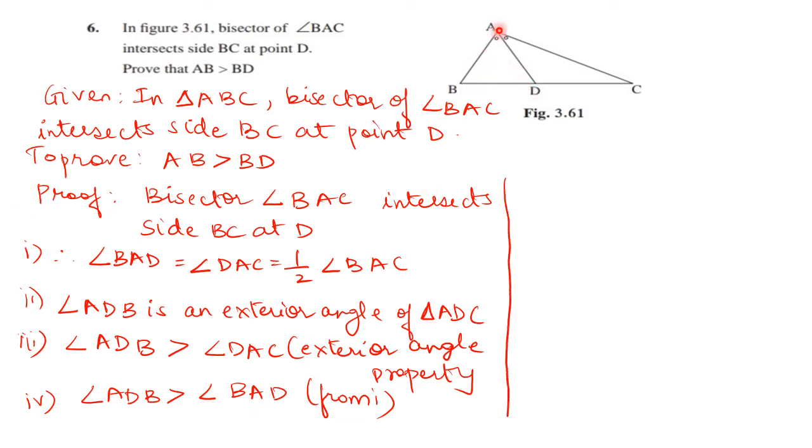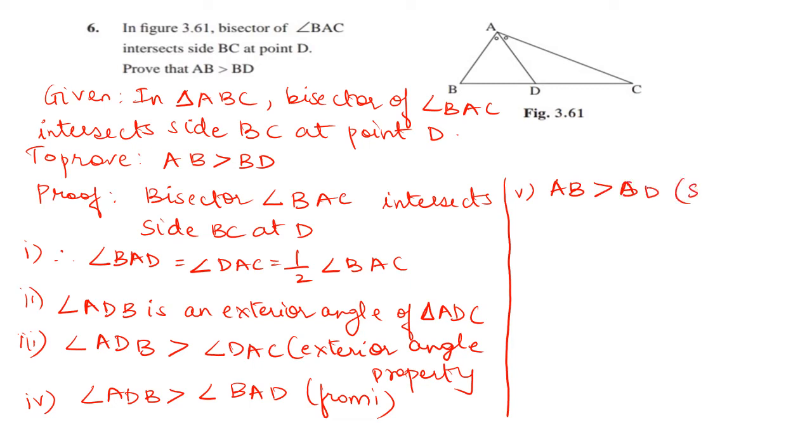So now we have proved that angle ADB is greater than angle BAD. The side opposite to angle ADB is which? AB. Correct? And the side opposite to angle BAD is nothing but BD. So we have proved that AB is greater than BD.